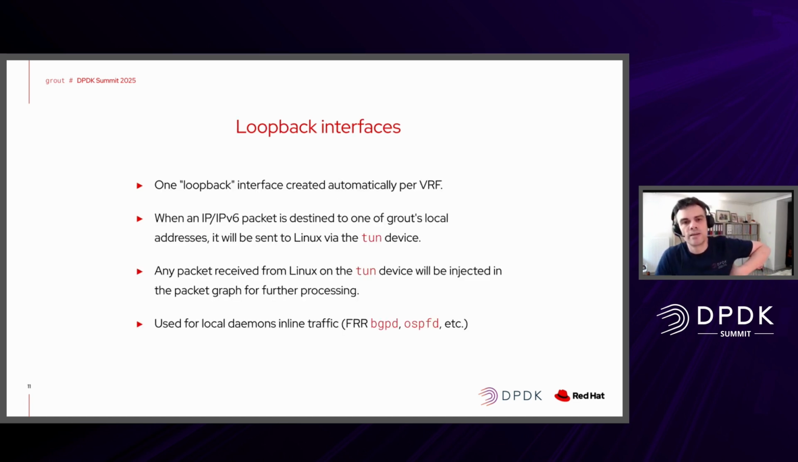Also, we added the loopback interfaces. We have that per VRF, and it allows sending and receiving packets from Linux into Grout. So it's pretty handy if you want to do, for example, inline routing protocols, or if we would like to implement IPsec, IKEv2 in the future, we could use that mechanism. For now, it's a bit early to make a demonstration of that, but it's used by the FRR plugin, which is under development.